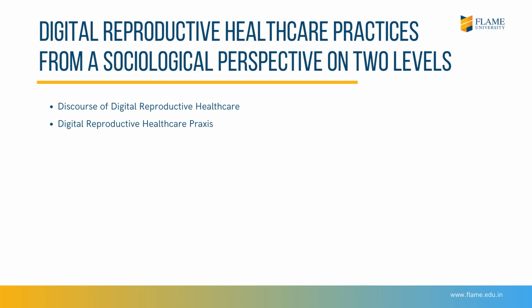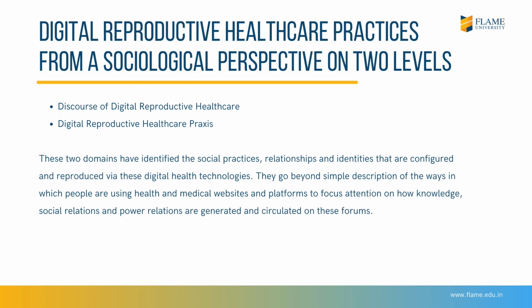When we talk of digital reproductive healthcare practices, particularly from a sociological perspective, we can look at it across two levels of understanding. One is the discourse of digital reproductive healthcare: what are the theoretical parameters, the theoretical discussions around it? The second layer brings in the praxis perspective, or the practices that people engage in. These two layers are not discrete; they inform each other, inflect each other, and evolve together, as discourse and praxis would in the conventional sense of the terms.